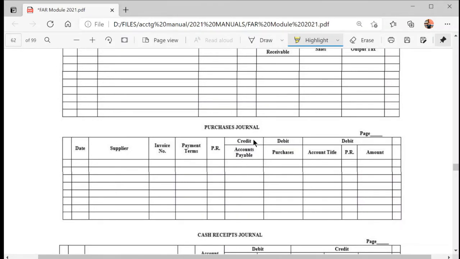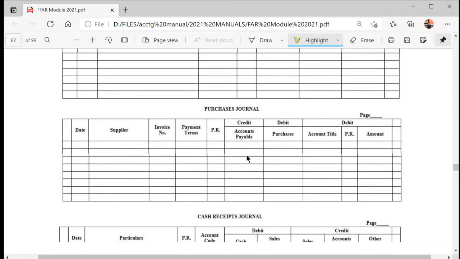So in some references in some books, they also include mga purchase of supplies, purchase of equipment. They also put that in the purchases journal as long as ang credit niya is on account, accounts payable.